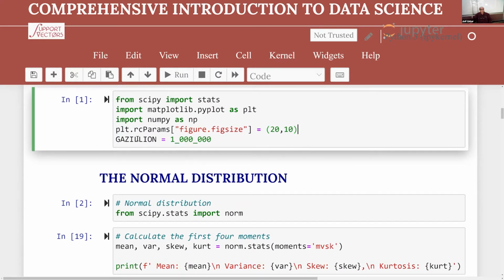So this is it. Now, gazillion is just a number I defined to be lots. I define lots to be 1,000,000. If you look carefully, it's just a value I called 1,000,000. Are we together? Now, let us look at a normal distribution.